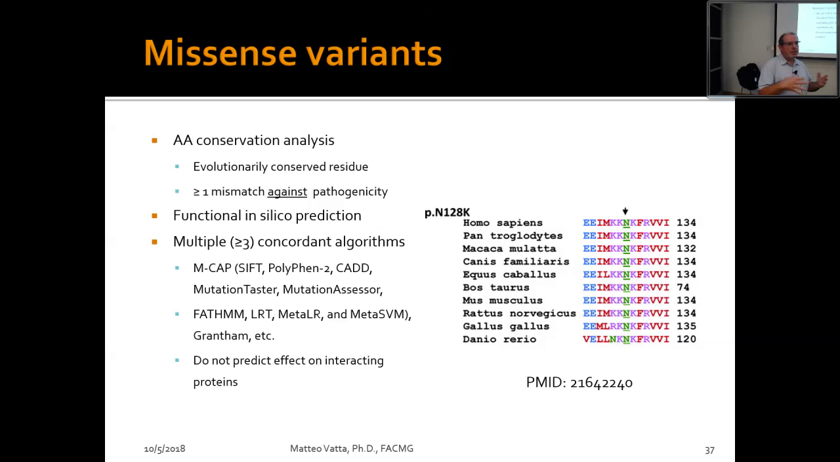There are a lot of in silico prediction system algorithms. I put one that seems to be trendy right now, the M-CAP, which is essentially a combination of 9 algorithms that are listed here, from SIFT, PolyPhen, the CADD score, and so forth. But there is also the Grantham score, used for analyzing whether a variant could have an impact on the protein. The problem of all the prediction systems is that they predict the impact on the protein that is affected, not necessarily whether the effect occurs on binding partners of that protein.